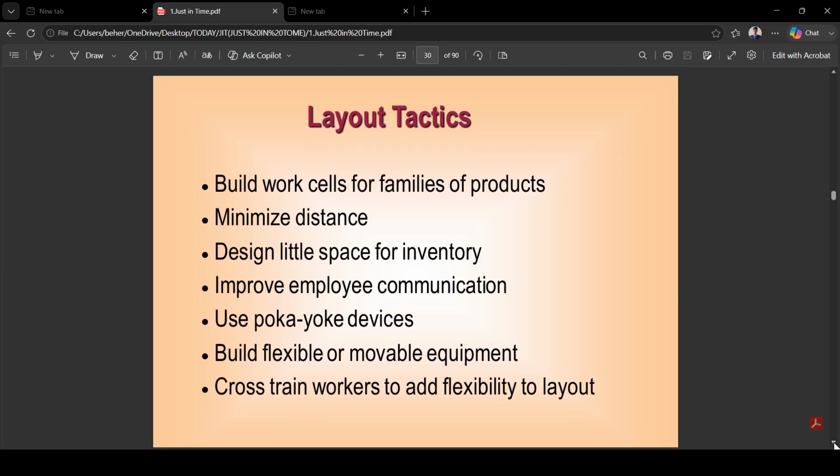Layout tactics: build work cells for families of products, minimize wastage, design little space for inventory, improve employee communication, use poka-yoke devices, build flexible or movable equipment, cross-train workers to add flexible layout.